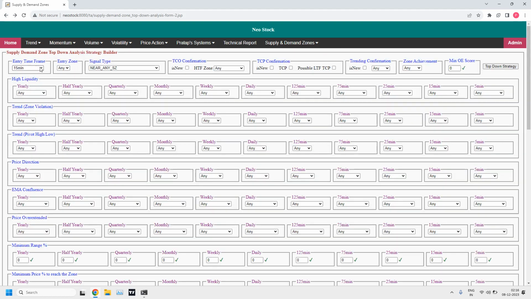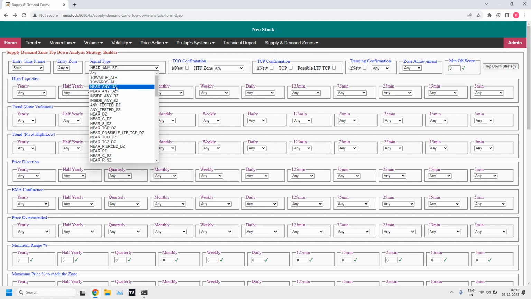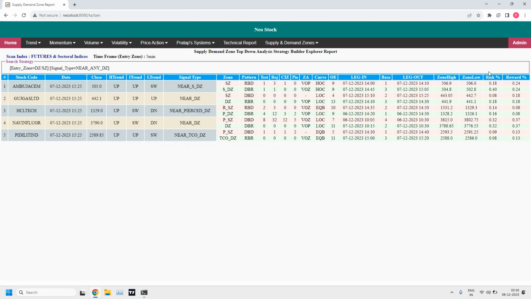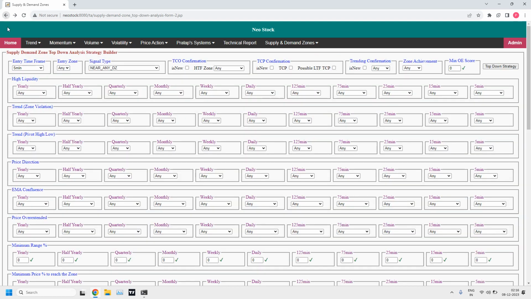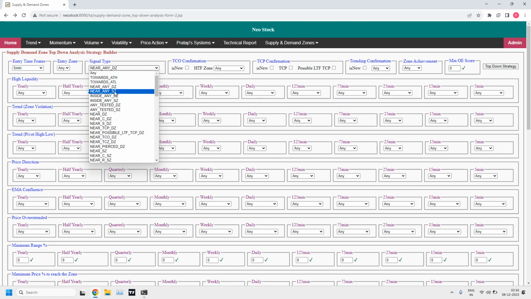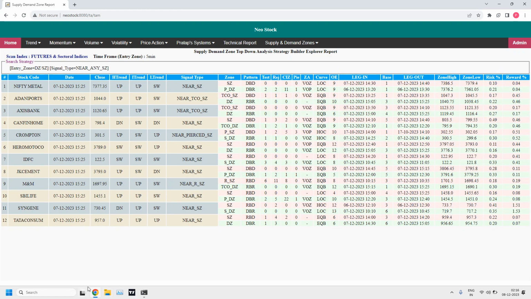So let's go back. Entry time frame is 5 minutes. Let us find the stocks near to the 5 minutes demand zone. So 5 stocks are filtered. Let's go back. Entry time frame is 5 minutes. Let us find the stocks near to the 5 minute supply zone. So these 12 stocks are near to the 5 minute supply zone.